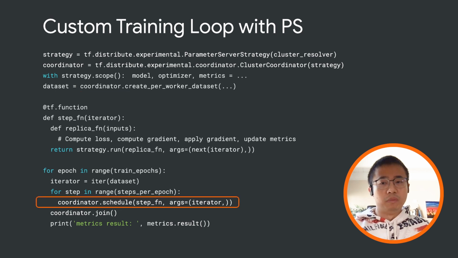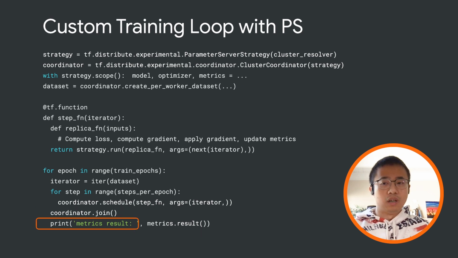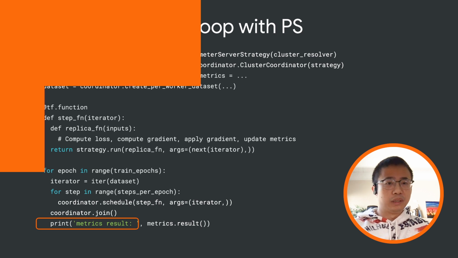We define the training loop in the same way with other strategies. After that, we use the coordinator to dispatch step function to remote workers. We call join at epoch boundaries so that we can checkpoint, write summaries, or print metric values.